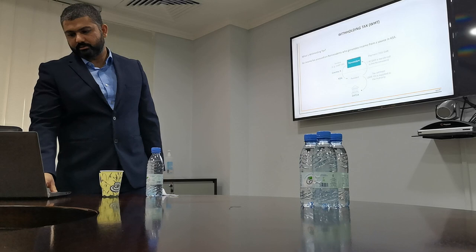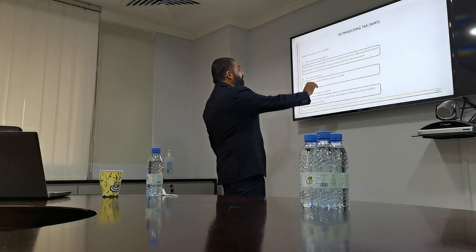This chart is saying that non-resident is outside the kingdom and resident is inside the kingdom. So the same as what I explained. It is the taxpayer's responsibility to deduct or withhold the tax and pay it to the tax authorities. The withholding agent is the resident company. The resident person or permanent establishment.